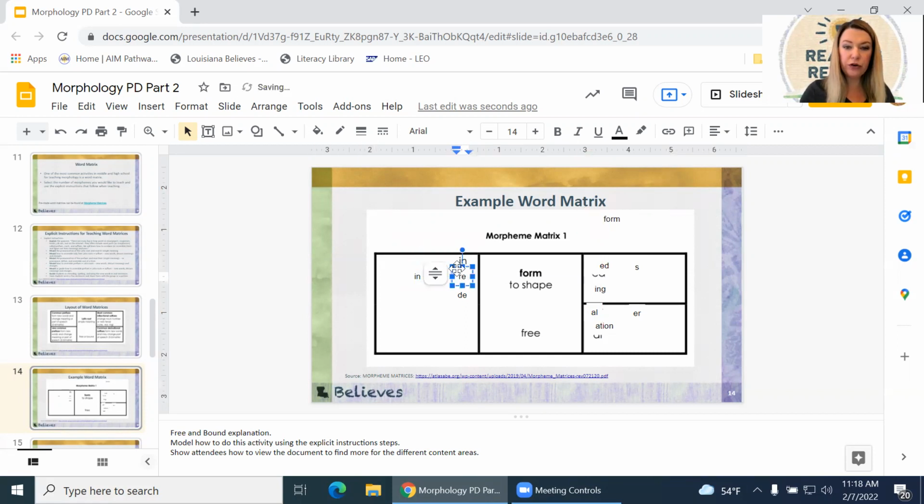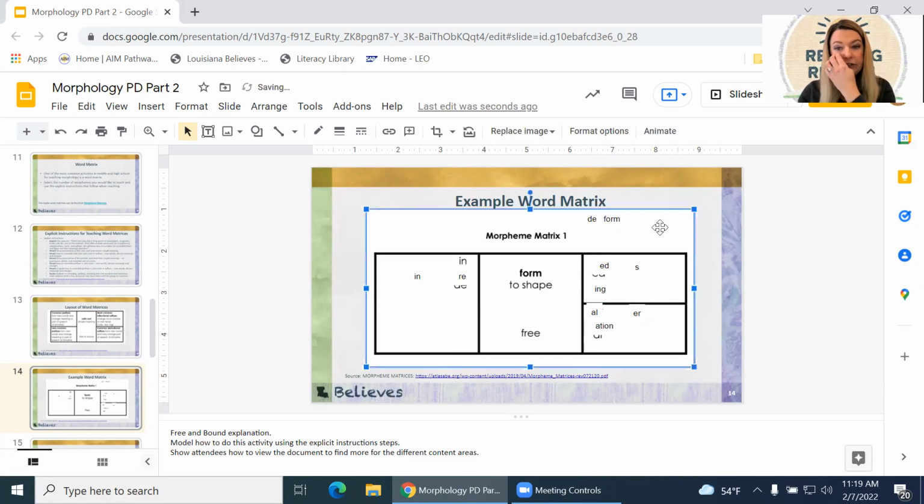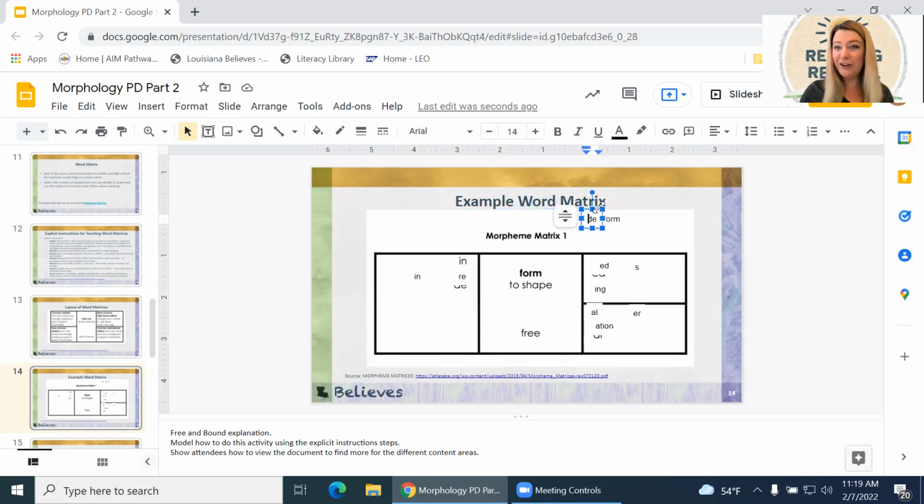The prefix re means to do again. So if I reform something or if I reshape something, I'm shaping it again. I'm giving it a new shape or the same shape again. The prefix de means to take away or to undo. So if I deform something, I'm taking the shape away. I'm unshaping it or undoing it, right? So this is how we use morphemes to create meaning in different words, okay?